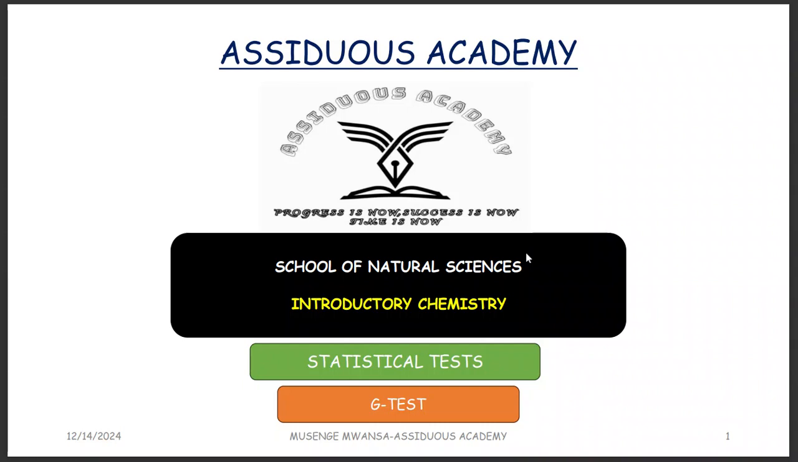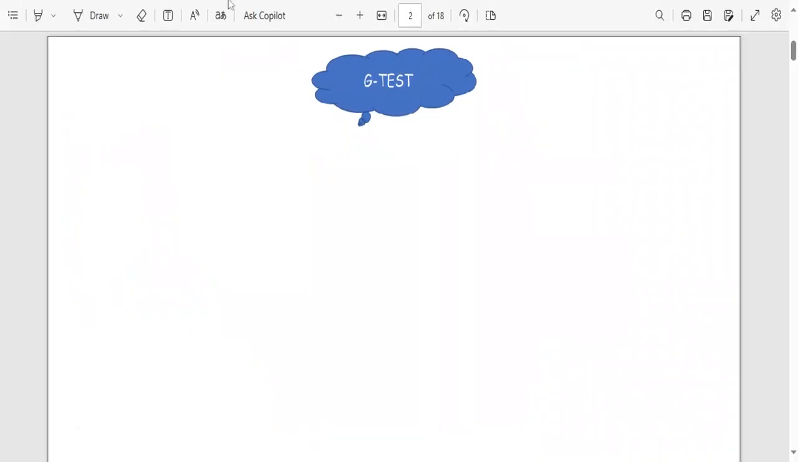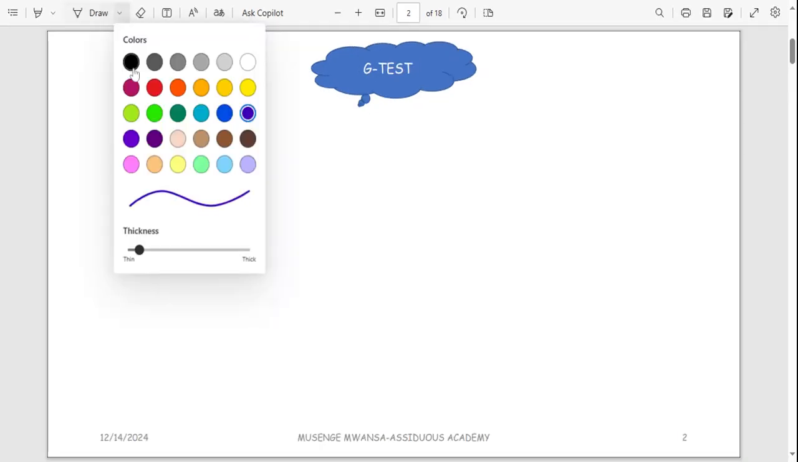So let's go over statistical tests, and in this class we're going to start with a G-test. How do we use the G-test? What is its work?